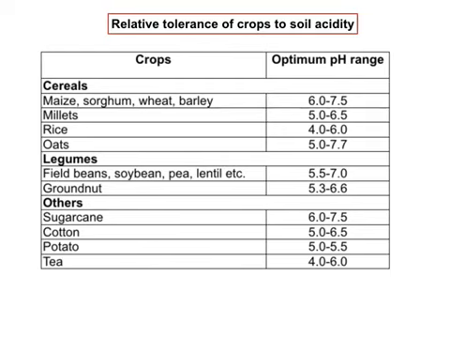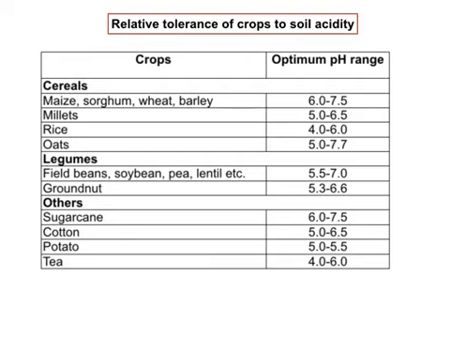This table shows different crops and their optimum pH. So maize, sorghum, wheat, barley: the optimum pH range of these crops is 6 to 7.5. Then millets 5 to 6.5. Then rice 4 to 6. Then oats 5 to 7.7.